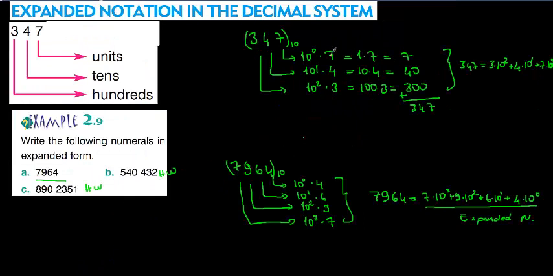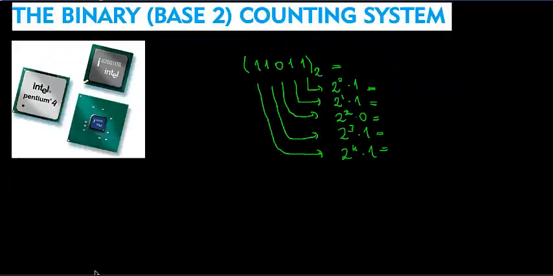In decimal system here, if you remember from this page, when we add them 7 plus 40 plus 300, we found 347 again. Back, we turn back, and here we are going to do the same thing. 2 to the power of 0 is equal to 1 times 1, which is equal to 1. 2 to the power of 1 is equal to 2. 2 times 1 is equal to 2. 2 to the power of 2 is equal to 4 times 0 is equal to 0. 2 to the power of 3 is equal to 8 times 1 is equal to 8. And 2 to the power of 4 is equal to 16. 16 times 1 is equal to 16.